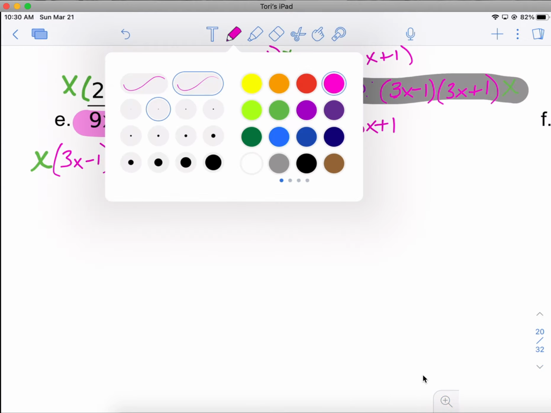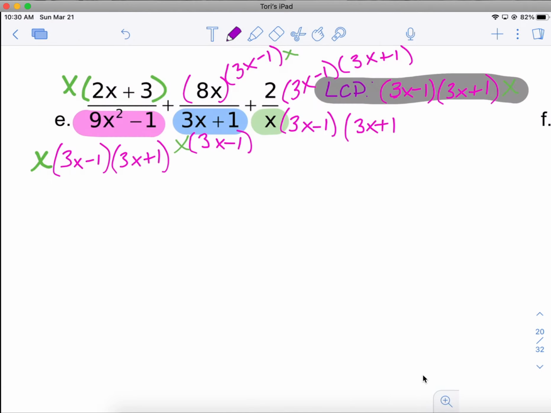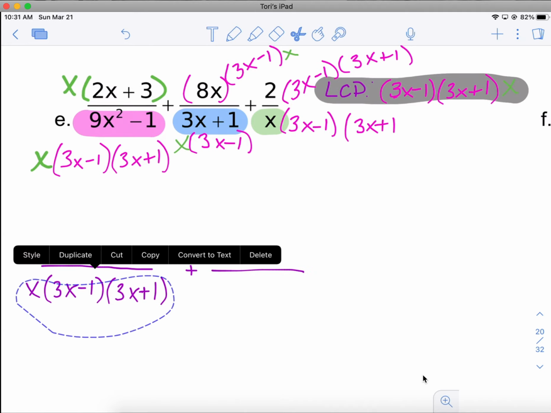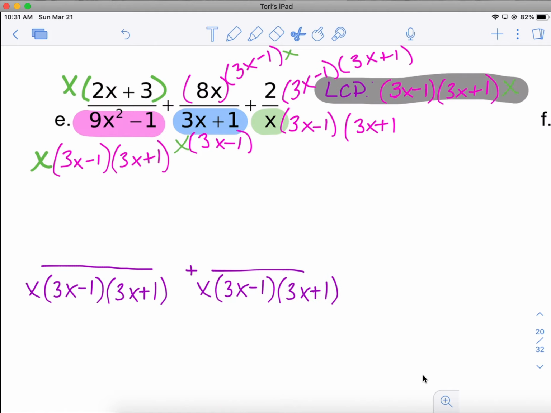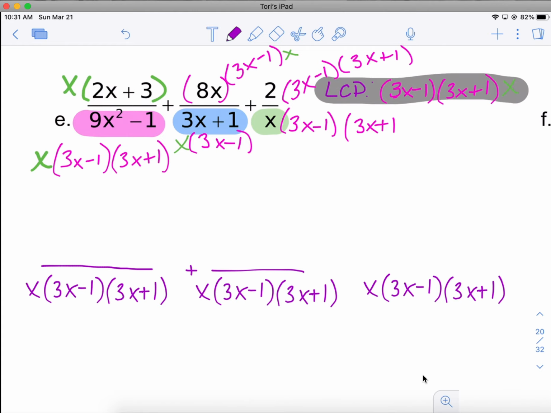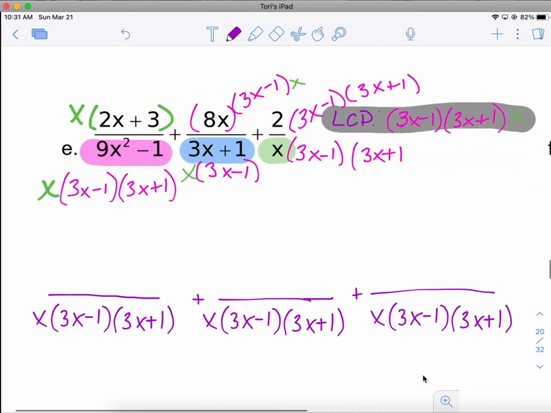So let's see if we can go ahead and write this out as my 3 fractions. So I'm going to have an x, 3x minus 1, 3x plus 1. I'm going to have a separate fraction here. Same thing. I'm going to copy and paste that. And then I'm going to have it one more time over here. All right, we're going to go through these one at a time.